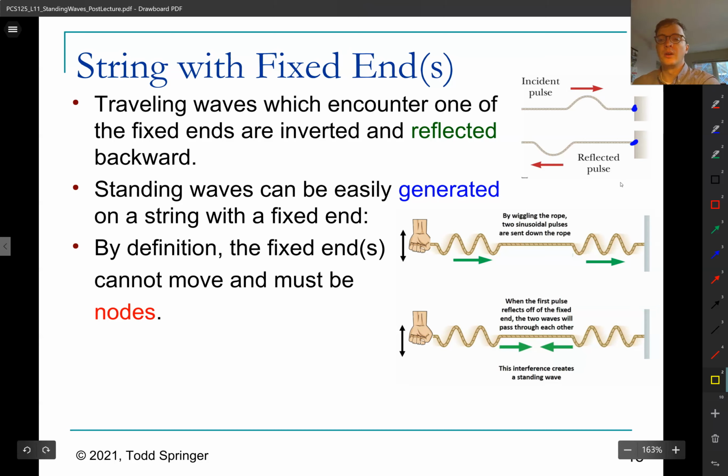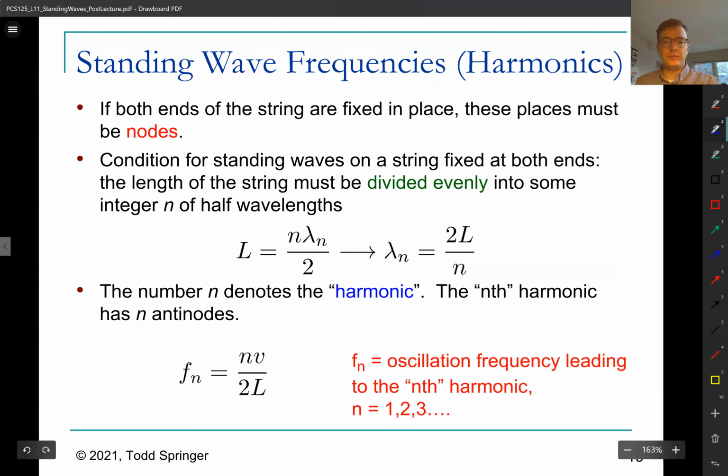It turns out that if you wiggle your hand at exactly the right frequency, you will get a standing wave which has this end being a node and this end being a node. And that's what you need, because if the two ends are fixed, you need the ends to be nodes.